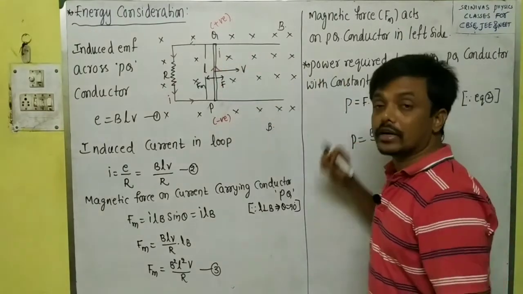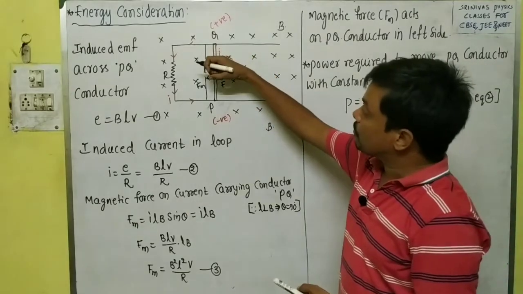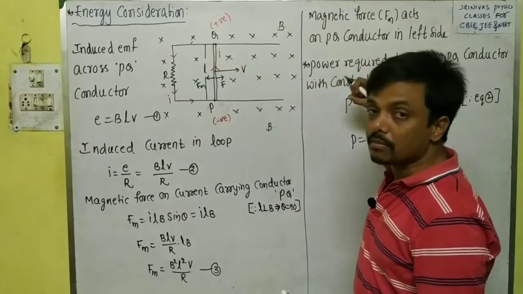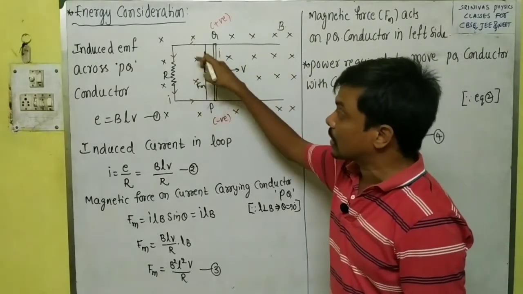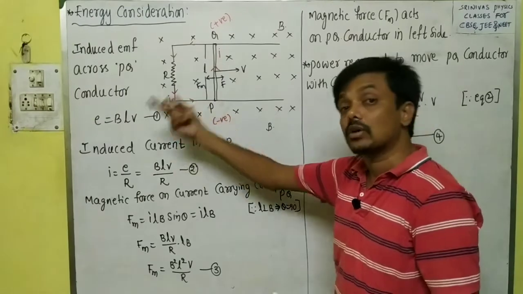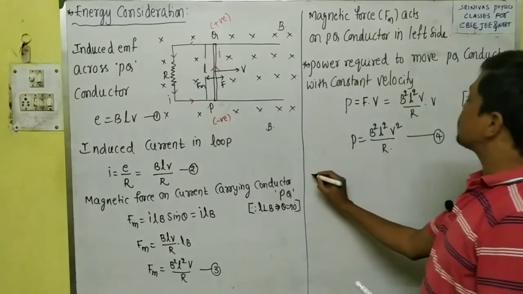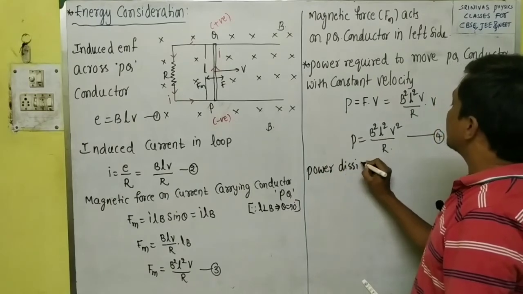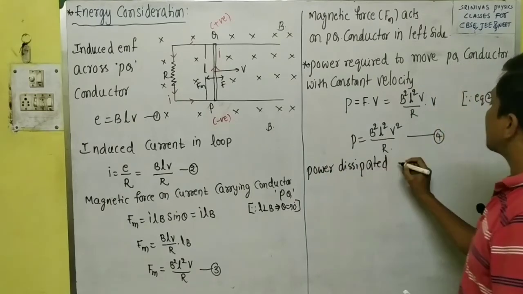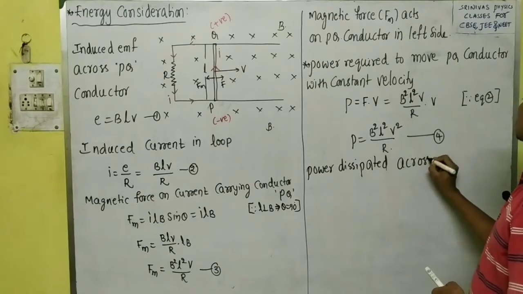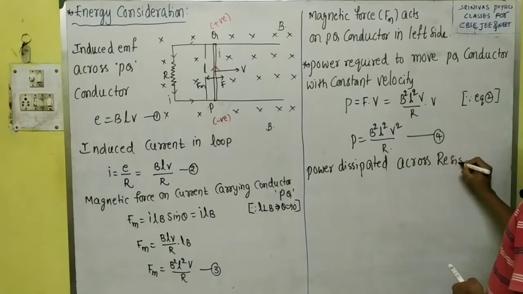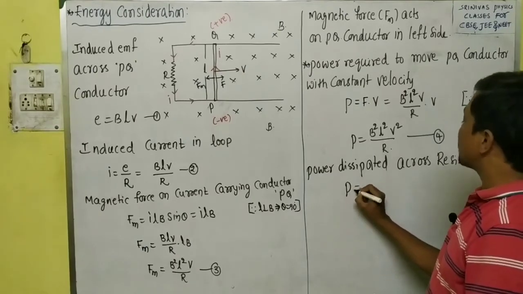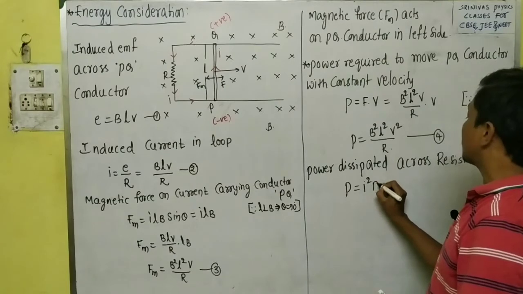And this power, where has it gone? When you use some power, that energy is converted into electrical energy, which passes through the resistor, and it is converted into heat energy. That means, what is the power dissipated across the resistor capital R? The power dissipated formula is I square R, right?